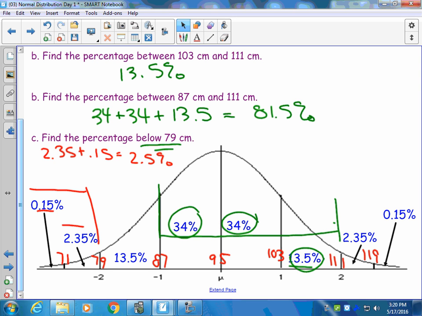Now that is a quick overview of the normal distribution, how we can fit distributions to the normal distribution, and how we can use the empirical rule to solve for probabilities.